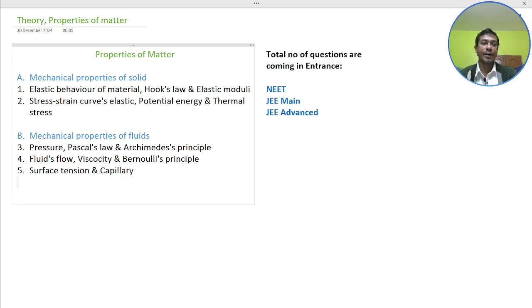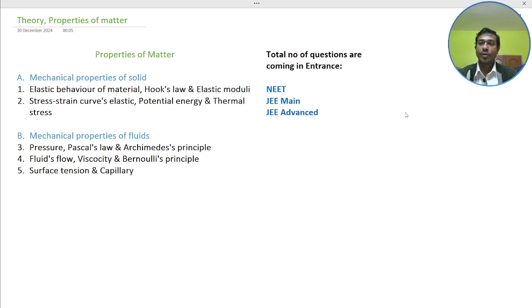In your NEET and JEE physics in class 11 and 12 there are at most 18 topics, and in our previous lecture we had discussed gravitation. In today's class we cover lecture number 7, the properties of matter.